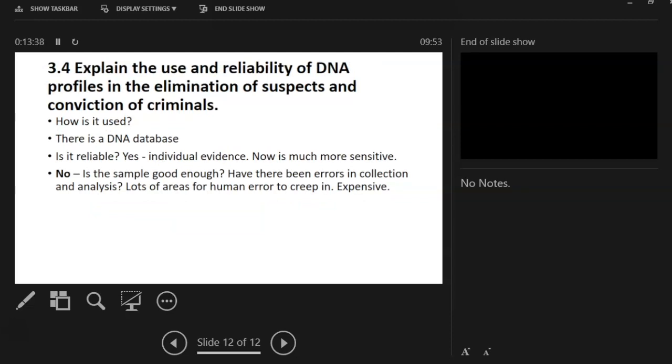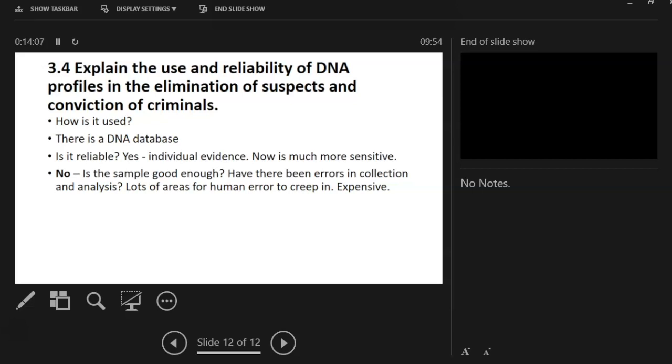Explain the use and reliability of DNA profiles in the elimination of suspects and conviction of criminals. How is it used? There's a DNA database. That's controversial in itself, isn't it? Should the police be able to take our DNA and keep it on file? Is it reliable? Well, yeah, because DNA evidence is unique to a person.